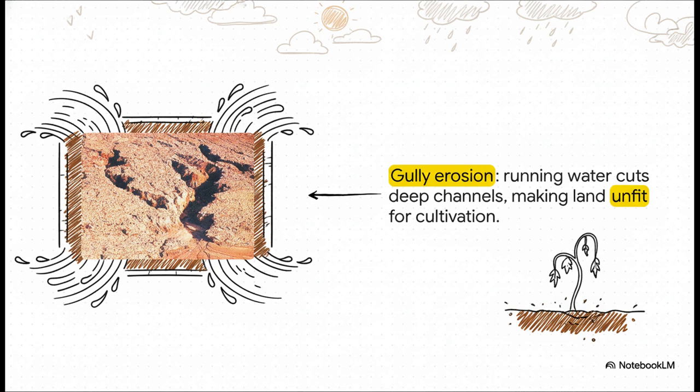Now, just like land, soil also faces degradation, and we call this soil erosion. This is basically the washing away of the topsoil. This image shows a very severe form called gully erosion, where you can see running water has cut deep channels into the land, making it completely unfit for cultivation.